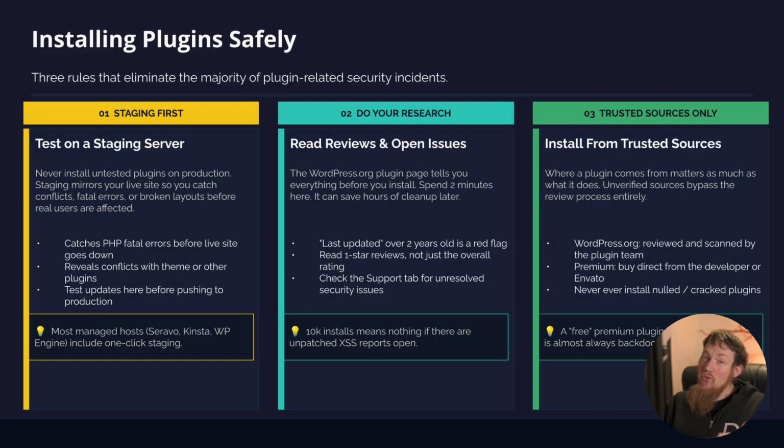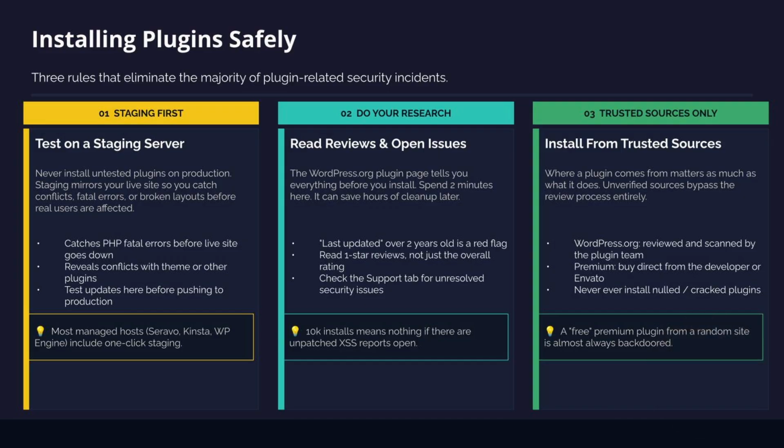Number 2, do your research. Before installing anything, check the page on WordPress.org. Check when it was last updated. If it's older than 2 years, that's usually not a good sign. If it has a lot of 1-star reviews, that's usually not a good sign. And if there are a lot of support tickets open, also not a good sign. So just the install number is not a good indicator if a plugin is safe or not.